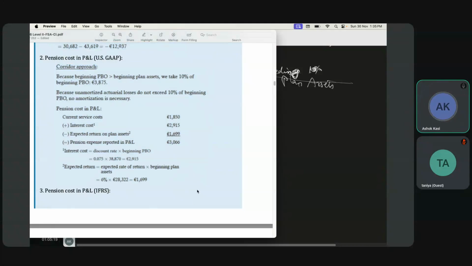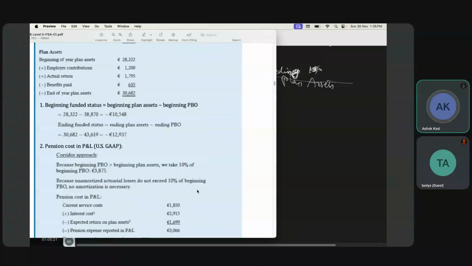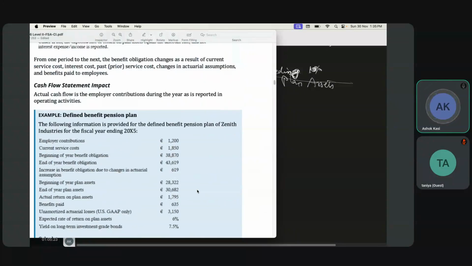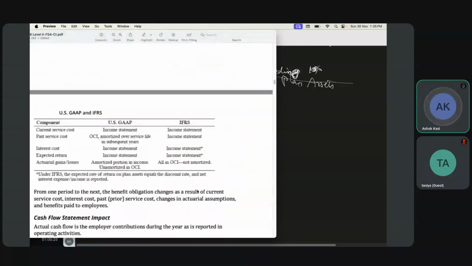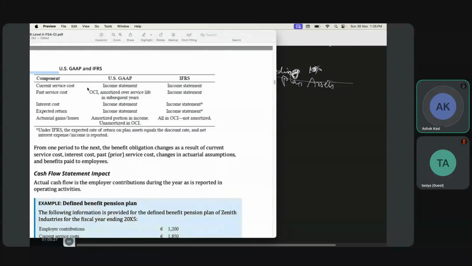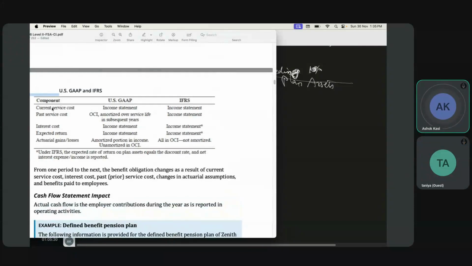Okay, so the sum is fine now. Now, you can even go through this also. Current service cost is shown under income statement, IFRS is also income statement. Past service cost will be shown under OCI, and under IFRS income statement.